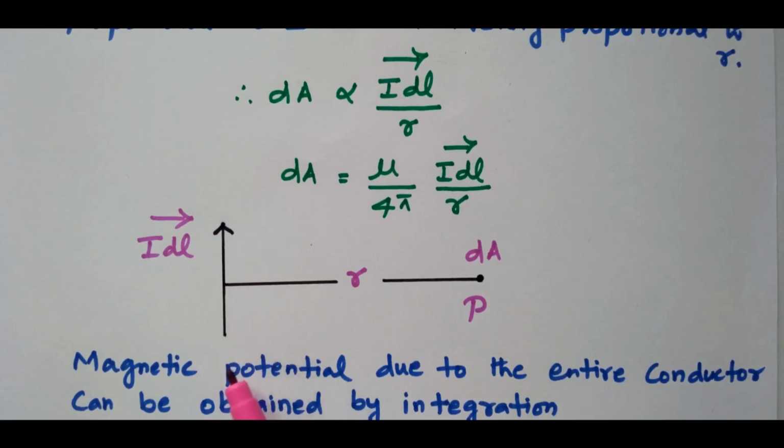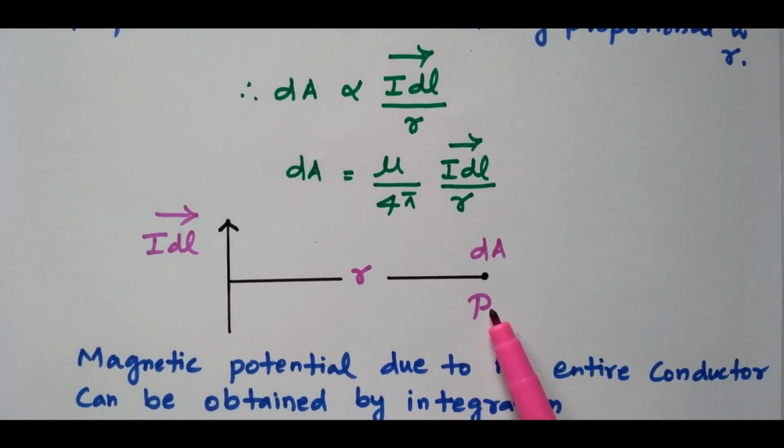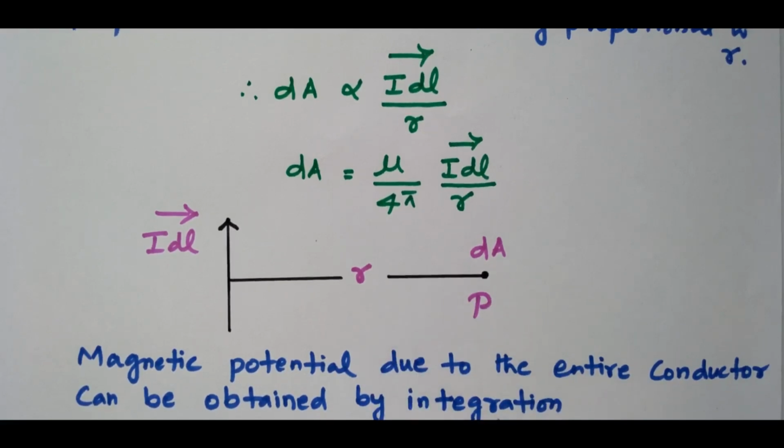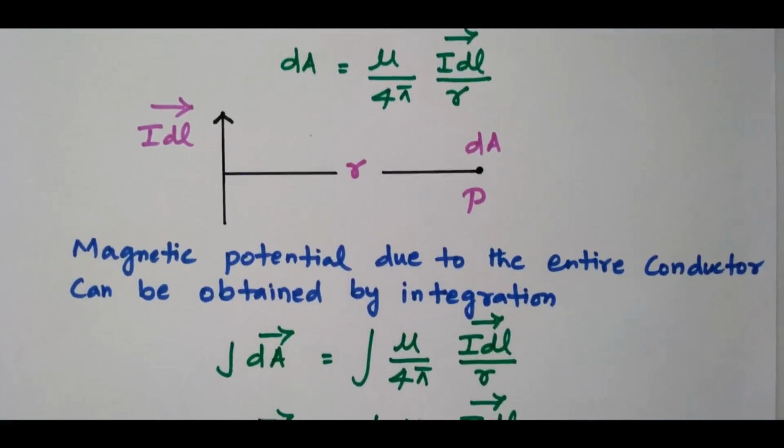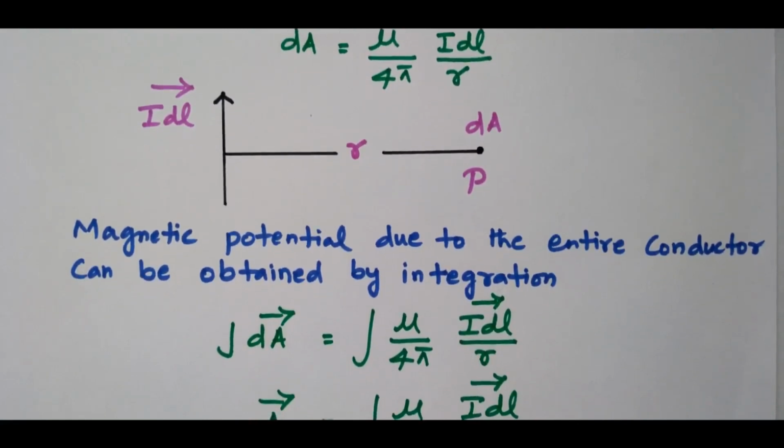Magnetic field is produced. This conductor is assumed to have so many current elements. We consider only one current element. The magnetic potential due to this current element at point P is dA. This point P is located at a distance r meter. So the magnetic potential due to the entire conductor can be obtained by integration.